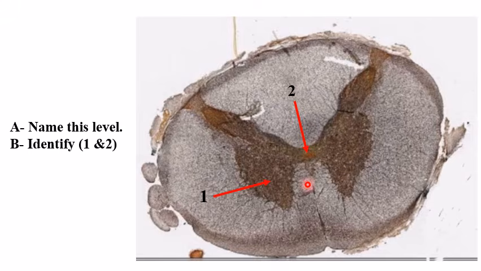What is this section, dear students? It is spinal cord. Why? H-shaped gray matter. What level? Cervical. Why? The posterior horns are thin and divergent. Number 2 is the central canal. Number 1 is the anterior horn. As you can see here, there is much white matter.